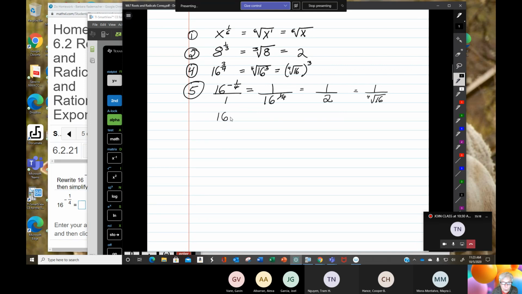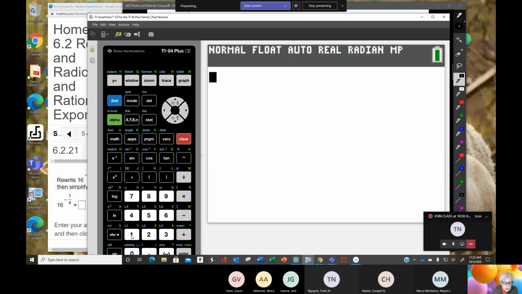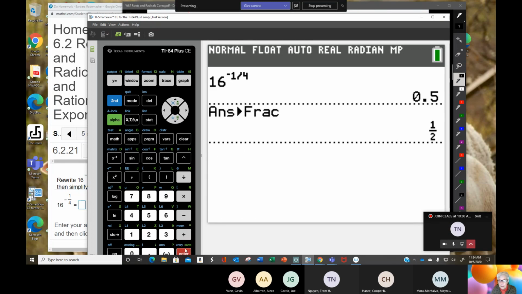But anyway, thank goodness for updates. If I want to do this on the calculator, I can do it in one step. Clear. So 16 raised to the negative 1 divided by 4 power. Come down, hit enter. 0.5, that's 1/2. But feel free to hit math, frac, enter, and you get 1/2, which is the correct answer. Okay, that's right.